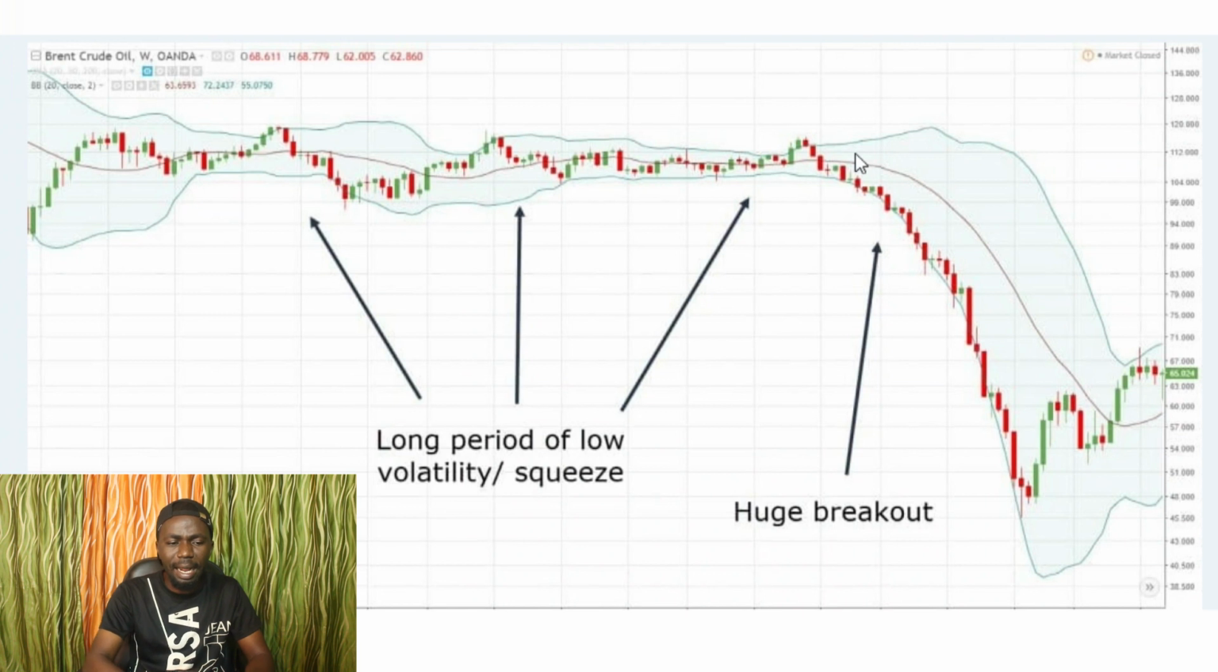And then after a long period of low volatility, a long period of Bollinger Band squeeze, what happened? The market finally broke below the lower Bollinger Band. And then what happened?